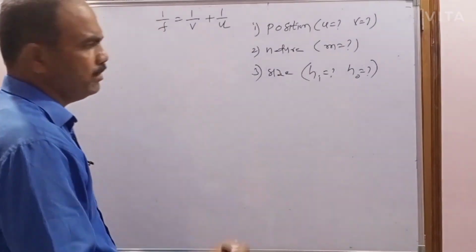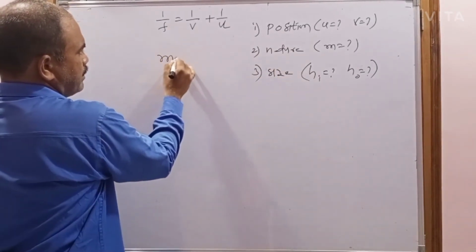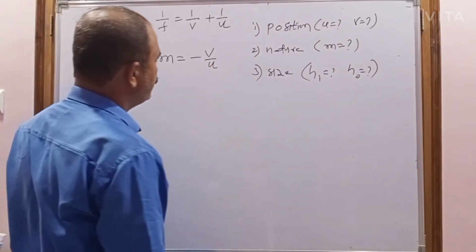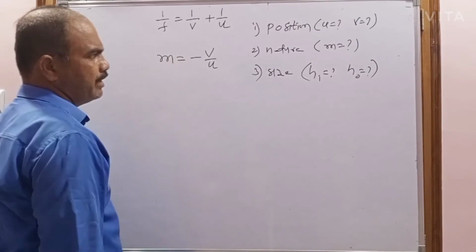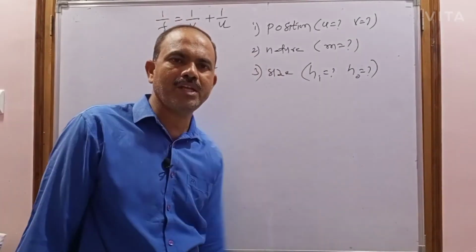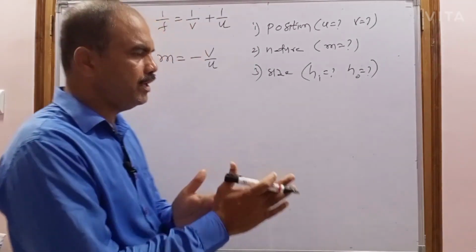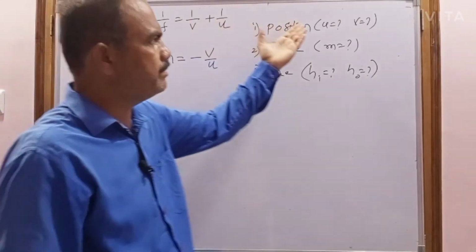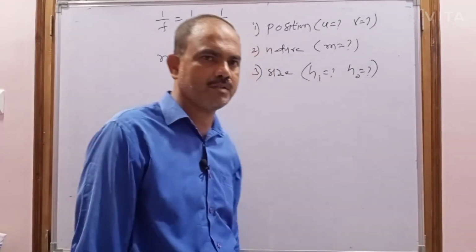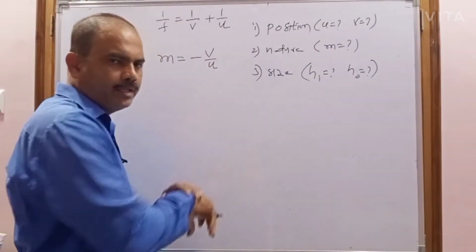And as well as you have to know another formula to find the position, nature and size. What is that? Magnification. What is the magnification formula? M equal to minus v by u. This is the mirror formula and this is the magnification formula. When you know these two formulas, and as well as you are good at the sign convention followed in the concave mirror or convex mirror, you can usually find the object distance as well as image distance, the nature, and the height of the object or height of the image. But okay, you solve the problem by applying the sign convention.